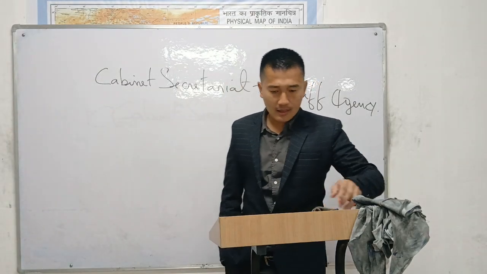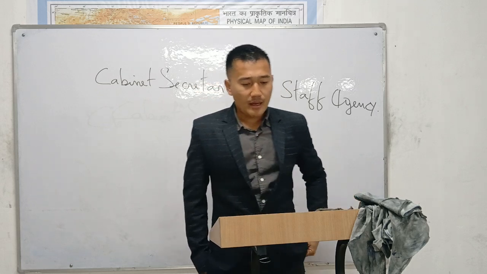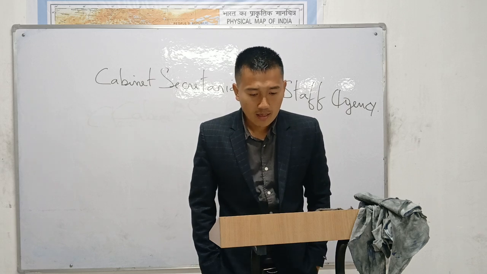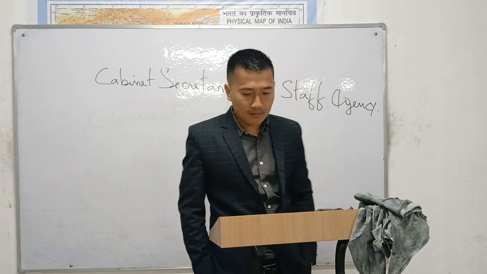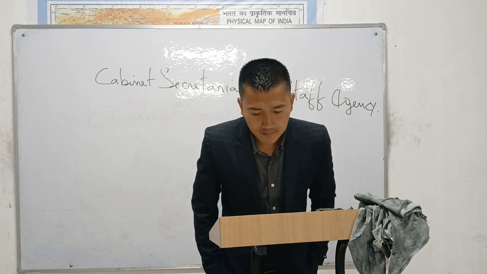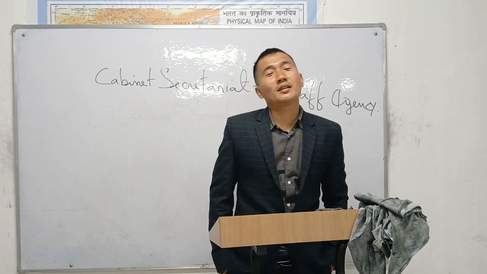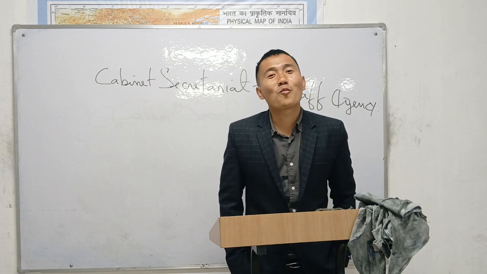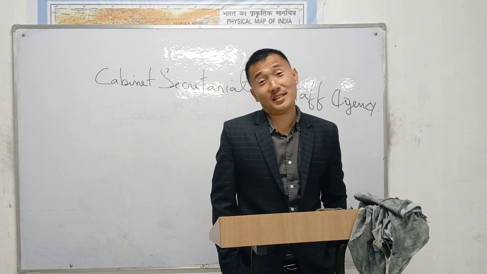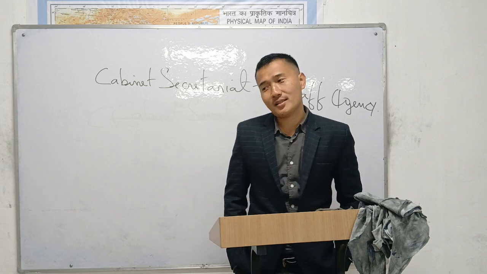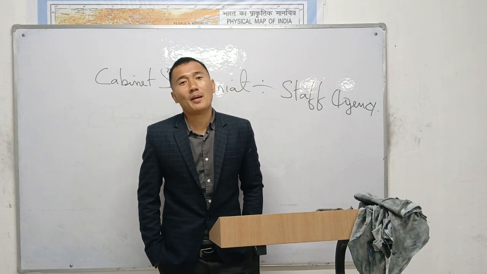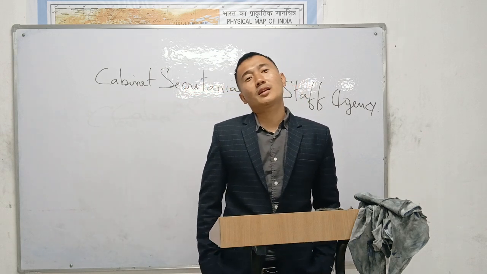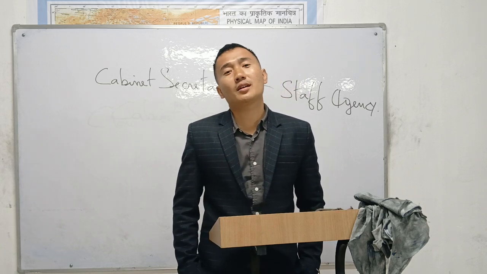Please write it down. The Cabinet Secretariat is a staff agency to the Union Cabinet. It operates under the direction and control of the Prime Minister. This office came into existence in the year 1947, like the Prime Minister's office. The Cabinet Secretariat is directly under the control and directions of the Prime Minister of India.